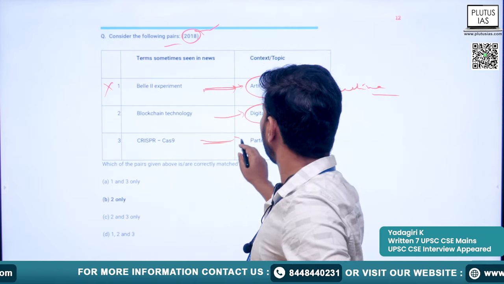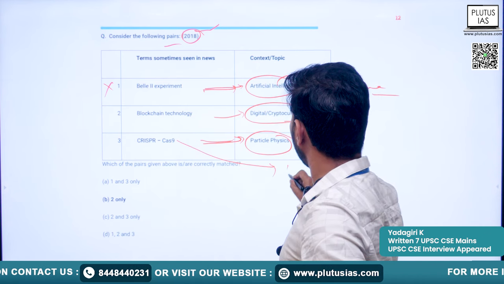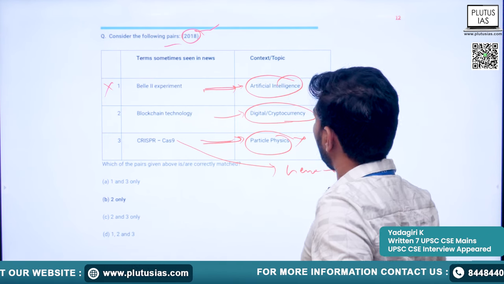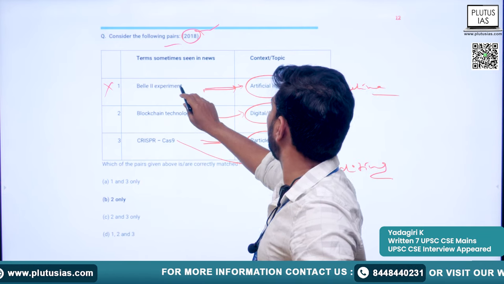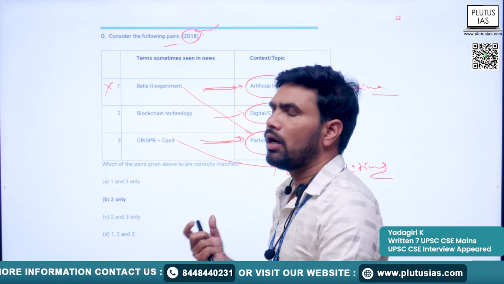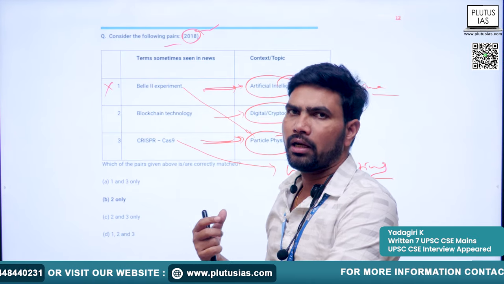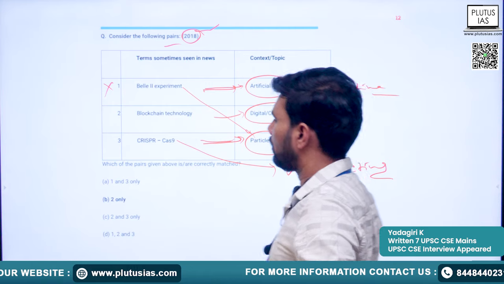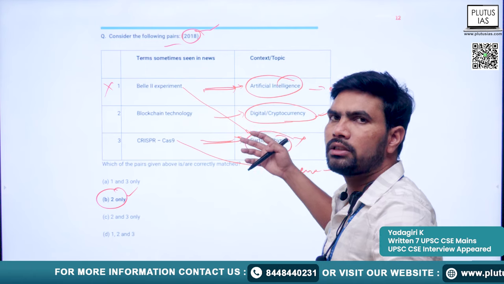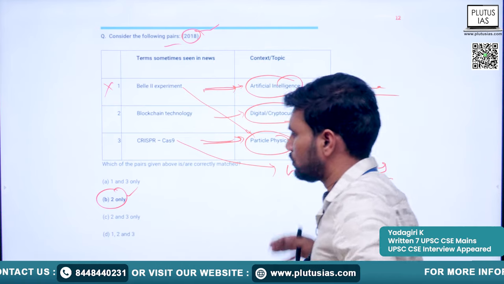Right. CRISPR-Cas9, it is not related with particle physics. Actually, CRISPR-Cas9 is related with gene editing. So basically, the Belle II experiment, we can say it is actually related with particle physics. It is an experiment about one type of heavy particle. Right. So the correct option is option B. Only statement 2 is correct. So try to have knowledge about these kinds of emerging technologies also. So there may be a question like this.